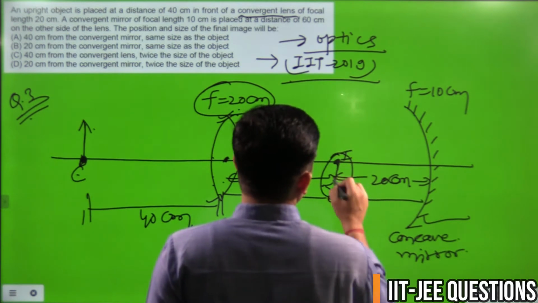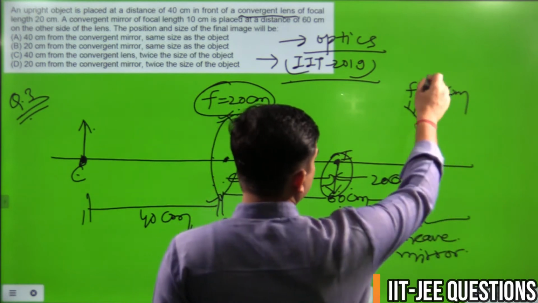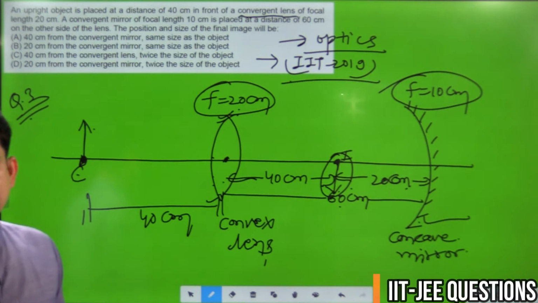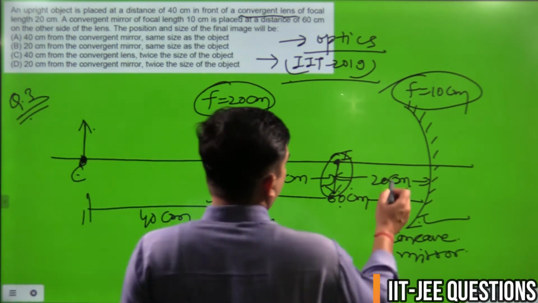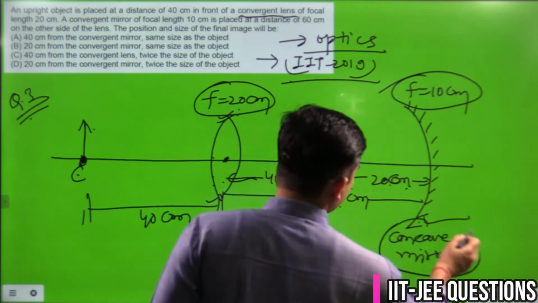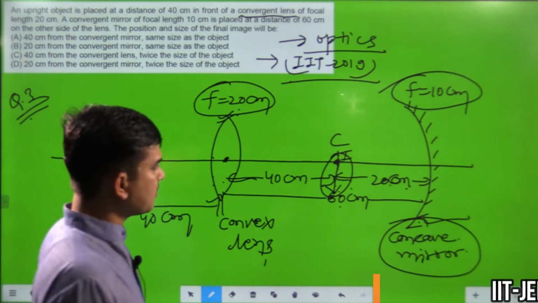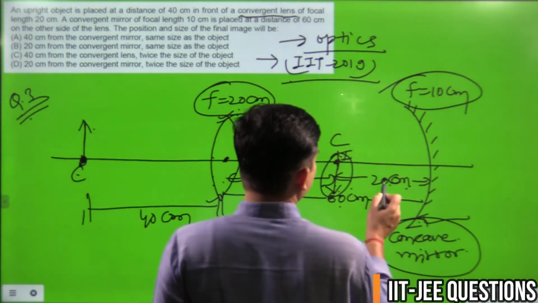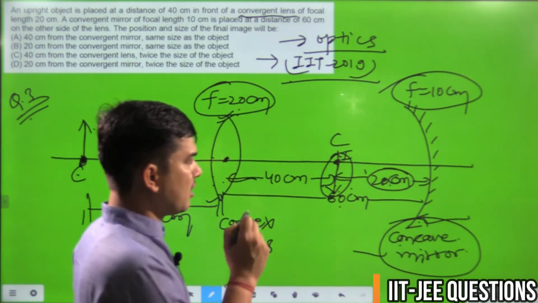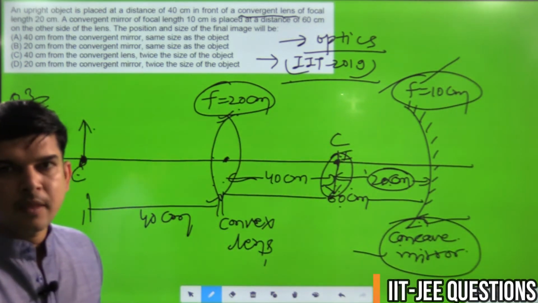Now the object is inverted in front of the concave mirror at a distance of 20 centimeter, and we know that the focal length of the concave mirror is 10 centimeter. It means what? The object is again placed at the center of curvature of the concave mirror. Don't mix it up, it's a very important question. The object is placed at 20 centimeter, which means at the center of curvature, because the focal length is 10 centimeter. Got it?